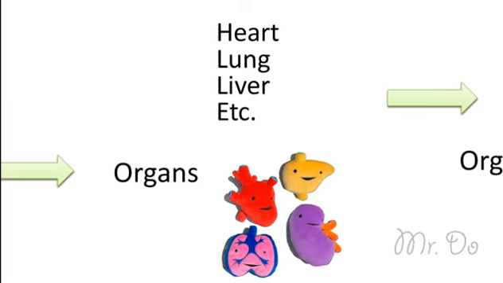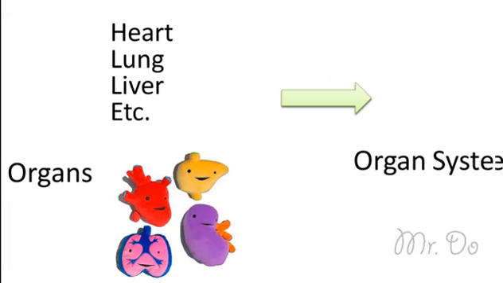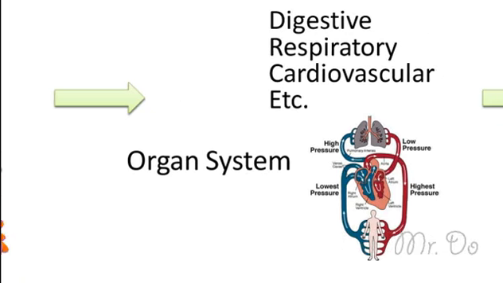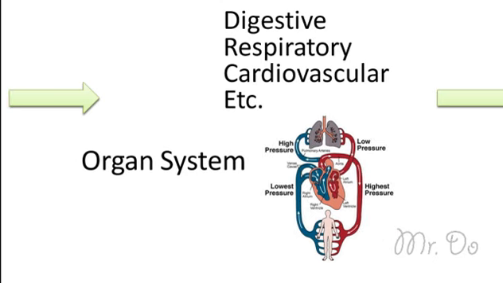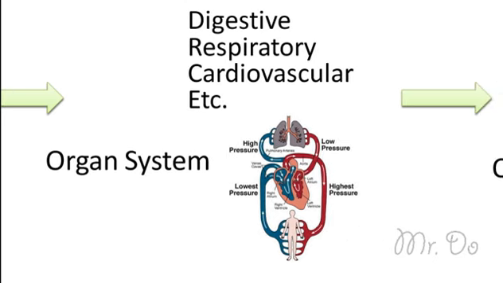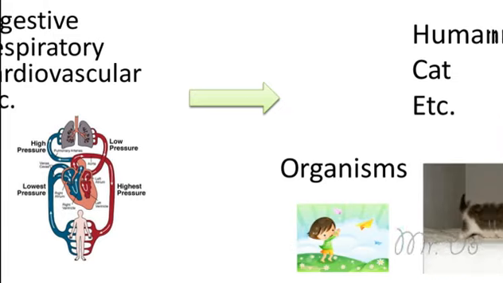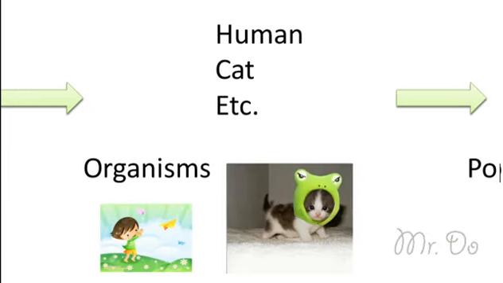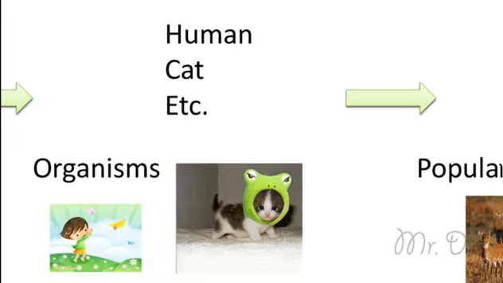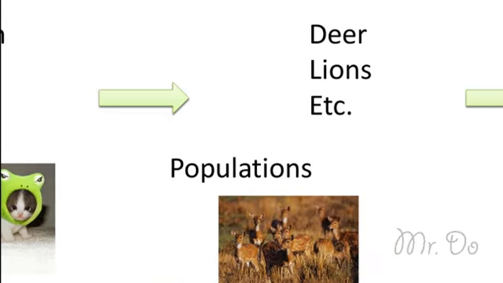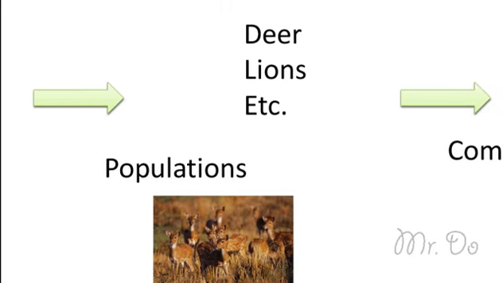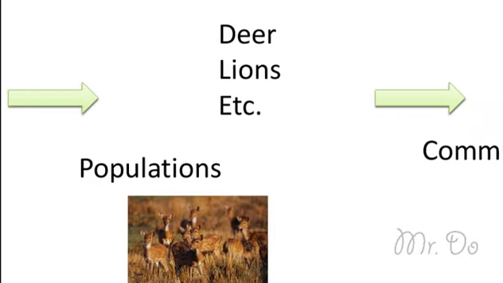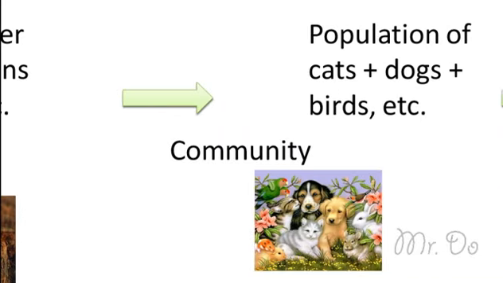These things, when you start putting them together, you're going to have more than just the organ, like an organ system, the heart and the lung working together. That's the respiratory system. There's also the digestive system. There's a lot of systems in the body. And when you have all those systems put together, you create an organism, one individual species, like a human or a cat. And then when you have a group of the same species, like they're all deer, then you have a population, or a population of lions, or the human population.